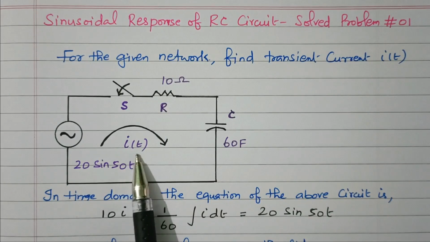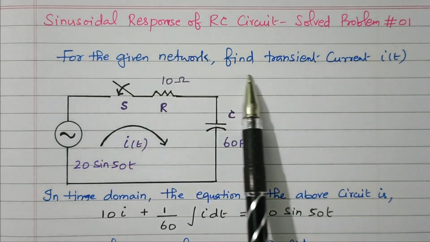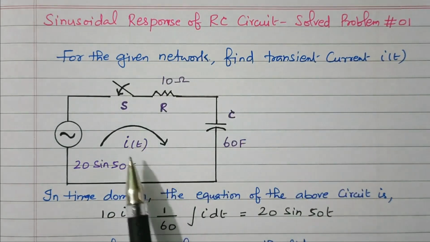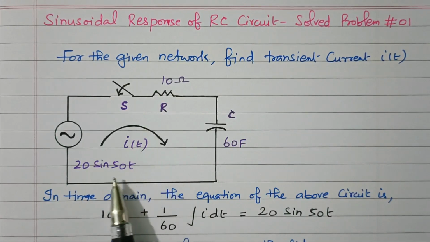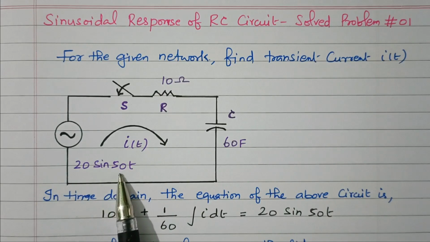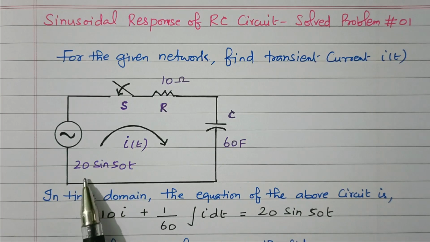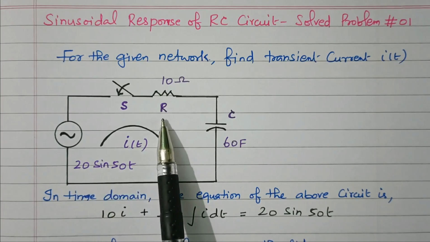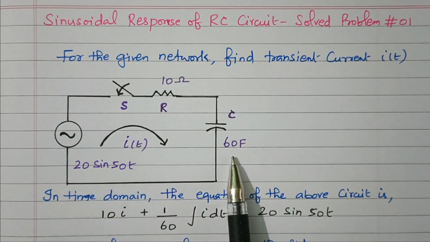This is the transient current. For the given network, find the transient current. The question is we need to find the transient current. The voltage is a sinusoidal voltage, 20 sin 50t. So in the time domain, the equation of the above circuit is given by using KVL, Kirchhoff's voltage law: applied voltage equals the voltage drop across the resistor and capacitor.